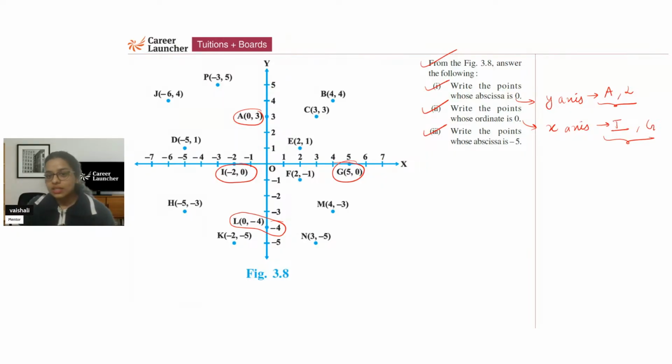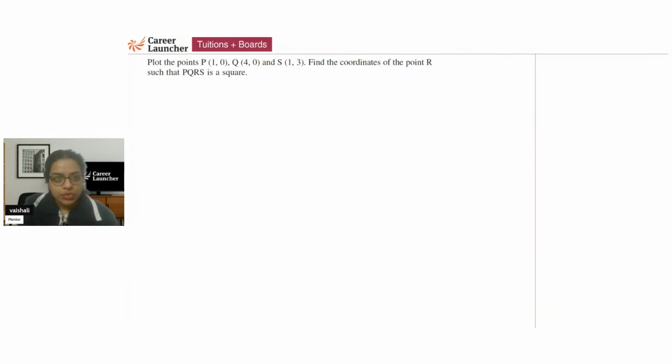Now the next is, we have to see those ordered pairs where the value of x is -5. So if you will see D and H are the 2 points whose abscissa value is -5. Yes, so is there any doubt or query from the set of questions? So now let's move on to question number 18.